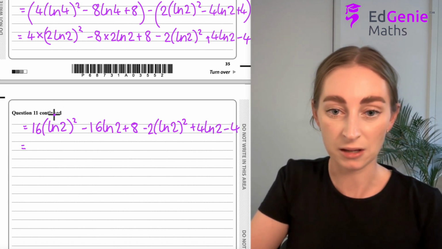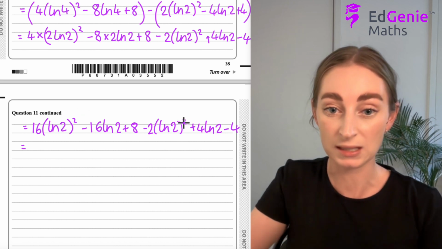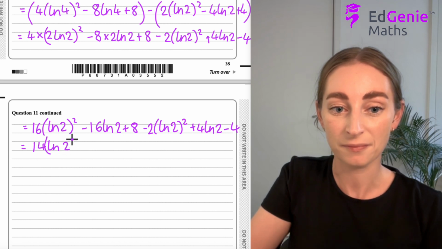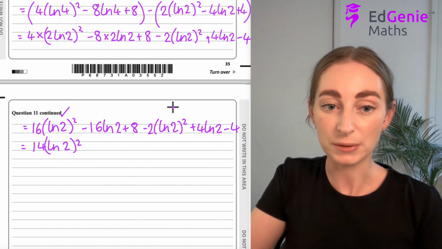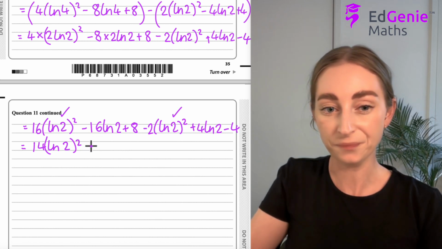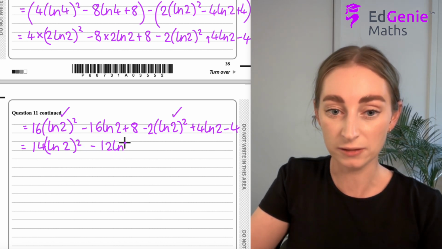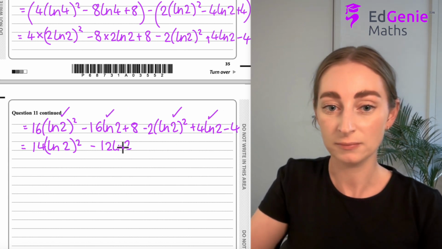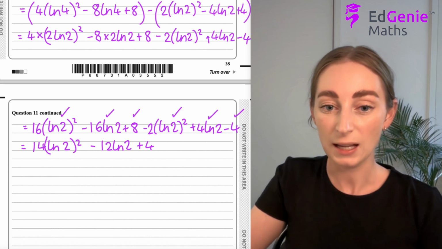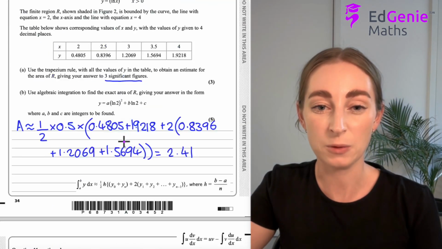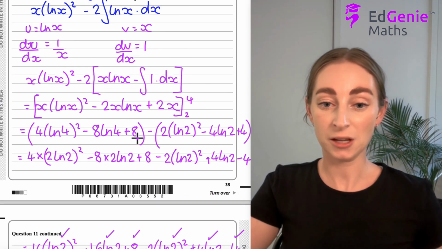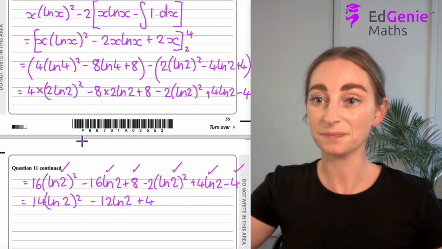Right, let's collect our terms. So we've got ln 2 squared and ln 2 squared. 16 minus 2 is 14. So we've done that term. Minus 16 and plus 4, it's going to be minus 12 ln 2. Plus 8 minus 4 is going to be plus 4. And does that give us the format that they wanted? Yeah, it does. So I'm pretty happy with that answer.